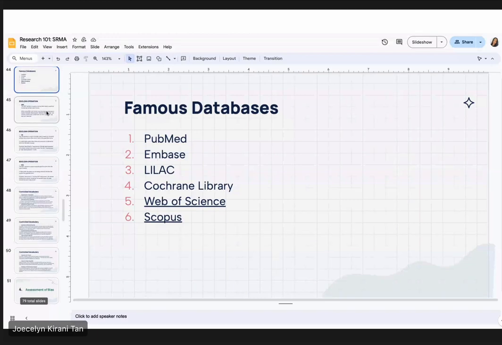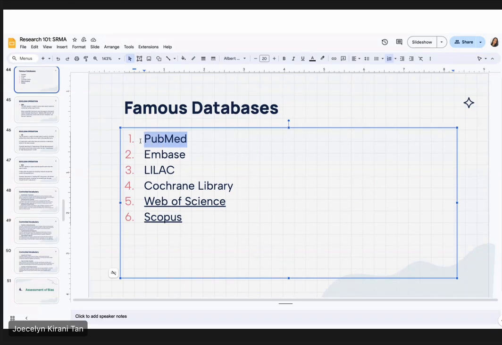Okay, so famous databases, basically what researchers usually use. PubMed is definitely the most popular one, and I love PubMed because it's so straightforward, and I'll give you guys an example later on. Embase is another one, similarly LILACS, Cochrane Library, Web of Science, and Scopus. And I think these are underlined because they're not free to use for everyone. I think you need institutional access in order to access them, or you have to pay for them. Whereas these are free. And PubMed is the best in my opinion. It's very easy to use.